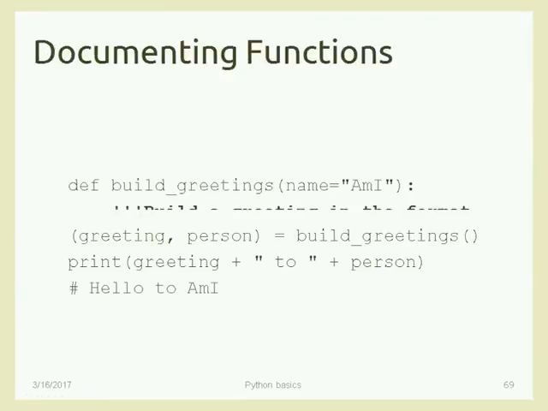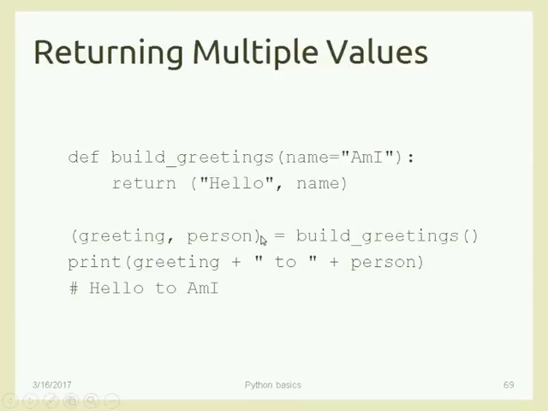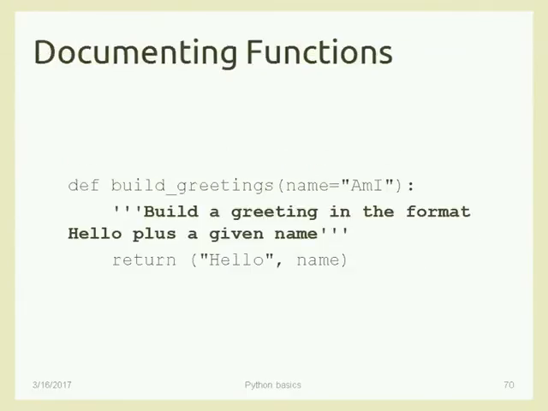This operation here is also called unpacking, because you have a pack of something and you unpack it into more than one item. A function can also be documented with docstrings, which are multiple line comments, triple single quotes, placed after the first line of the definition of a function. So def build greetings, colon, then the docstring. This is the documentation of that specific function, and after the string comes the real body of the function.